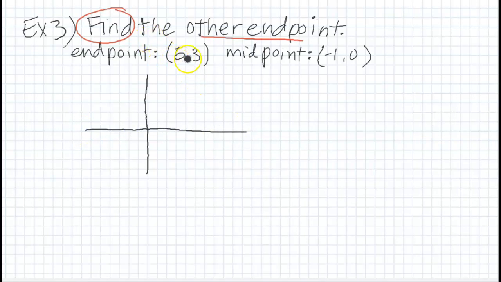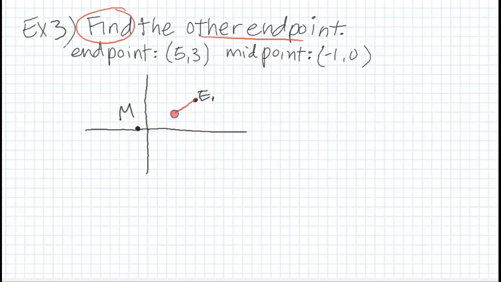Okay, so my endpoint is (5, 3). That's going to be here, and I'm going to write the word E next to that. This is my endpoint, my first one at that. Now my midpoint is at (-1, 0). This is my midpoint. I do not want to find a point in between these two to call my midpoint.